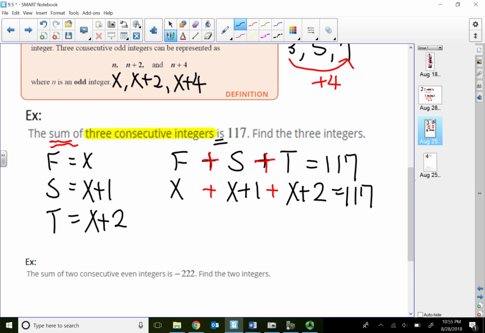Now, when it comes to solving, I'm just going to view this as a regular equation. Okay, x plus 1 plus x plus 2 on the left side. So I got 1, 2, 3, 4, 5 different terms on the left side. When it comes to just solving the equation, combine like terms: x plus x plus x gives me 3x. If I combine like terms here, that will be positive 1 plus 2, which is positive 3 on the left, equal to 117.